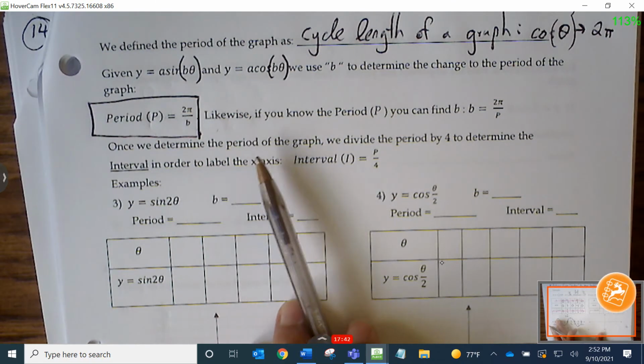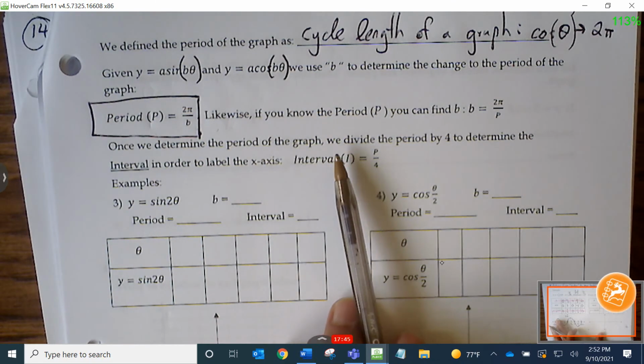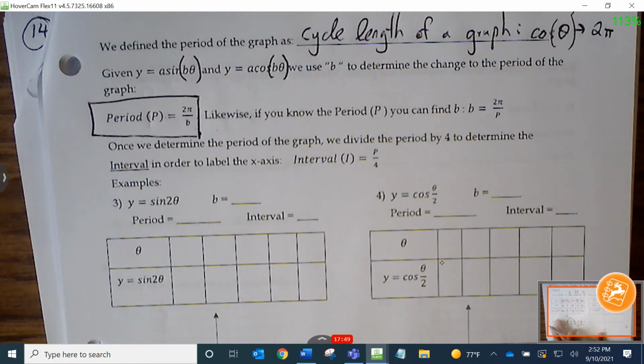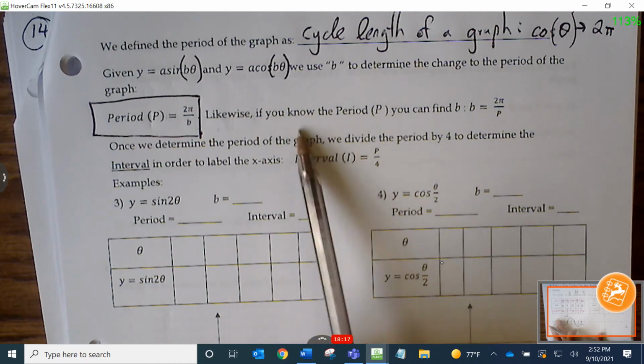Okay, now once we determine the period of the graph, we need to divide the period by 4 to determine the interval. So right now, we're comfortable with those intervals that we've seen, right? 0, pi over 2, pi, 3 pi over 2, and 2 pi. But if your period is shrinking, then your subinterval is also going to be changing as well, right? We're no longer going to be doing 0, pi over 2, pi, 3 pi over 2, 2 pi, if our period is only pi, right? Then those subintervals don't make sense anymore. So because we changed our period, we also need to change our subinterval.